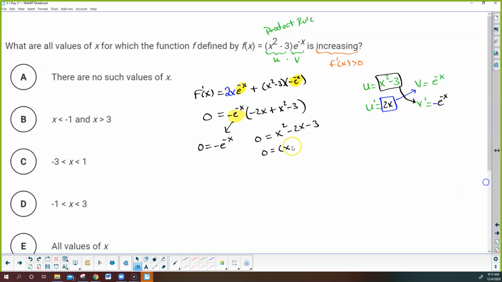Because then I can quickly factor, and you don't even have to show the work here. You know you're going to get x equals 3 and x equals negative 1. Okay, so that's the friendly part. Then we come over here.